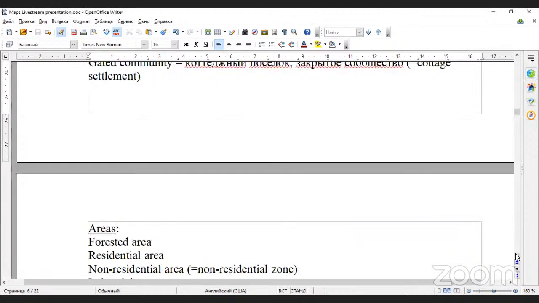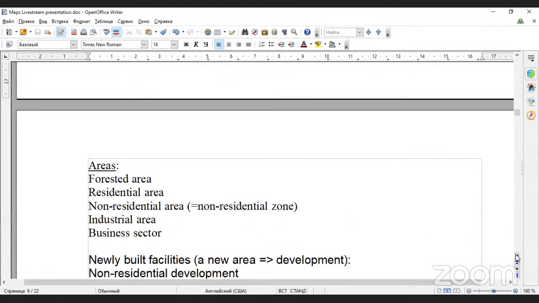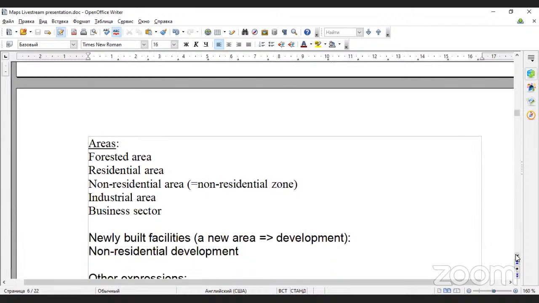Then there can be different areas on the map, and you can also talk about them. Like there can be forested area, residential area, non-residential area. And if you don't want to repeat area, one way to paraphrase it is to say a non-residential zone, an industrial area, or a business sector.